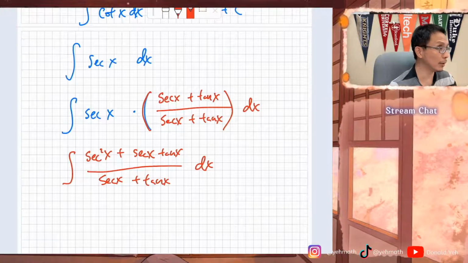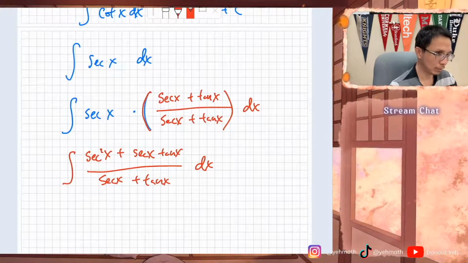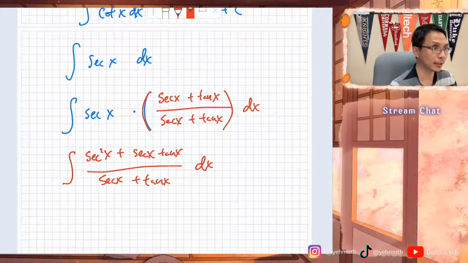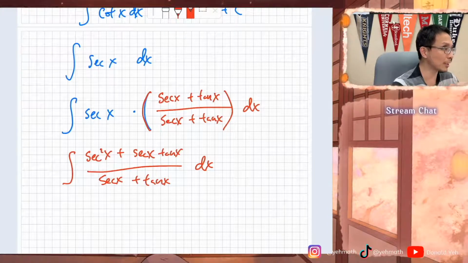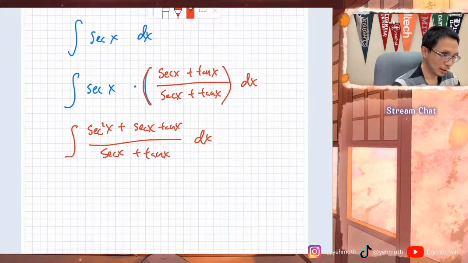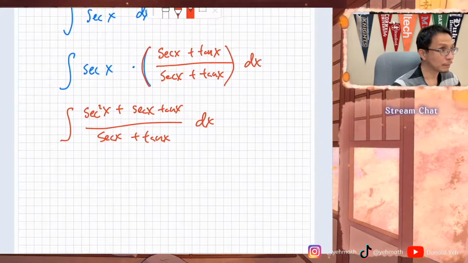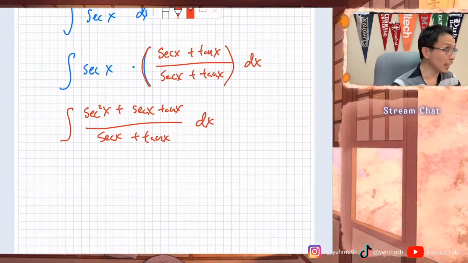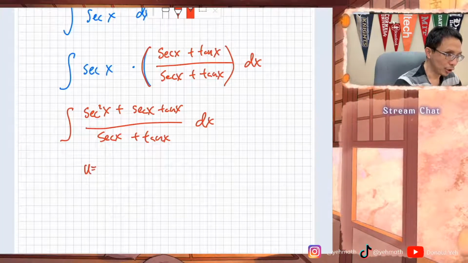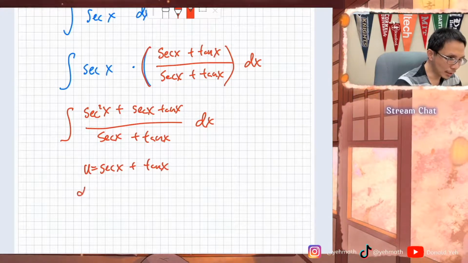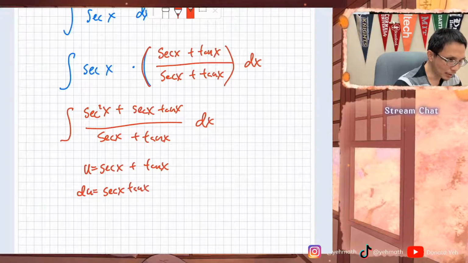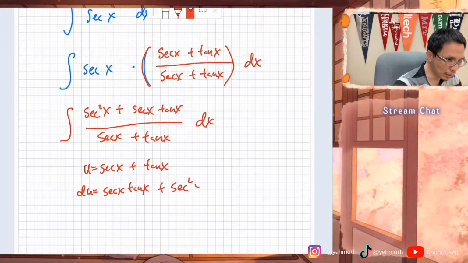Now, do you see something? It's pretty cool. It's not a power. You are just thinking with other things. You have to think with your brain. It's the derivative of tangent and secant. Exactly. u equals secant of x plus tan of x. du is equal to secant of x tan of x plus secant square of x dx.